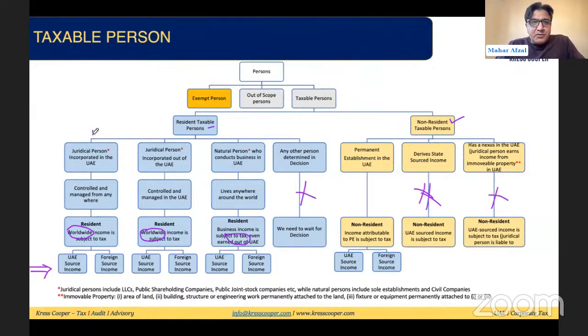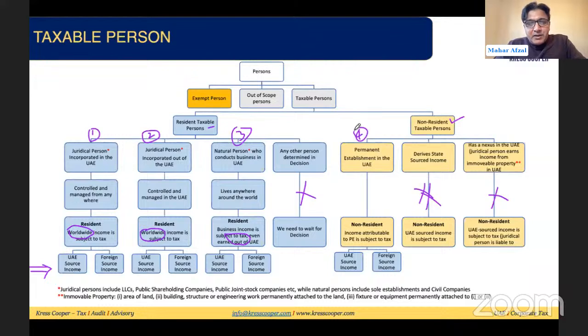So these are the four possibilities. One is here. This is the second. This is the third. And this is the fourth. In these four situations, there is a possibility that the person is generating income from the UAE and the person is generating income out of the UAE. If the person is generating income from the UAE, it will be considered UAE sourced income. We already discussed the definition of UAE sourced income. We will go through this once again as well. And if the person is generating income out of the UAE, this is called foreign source income.